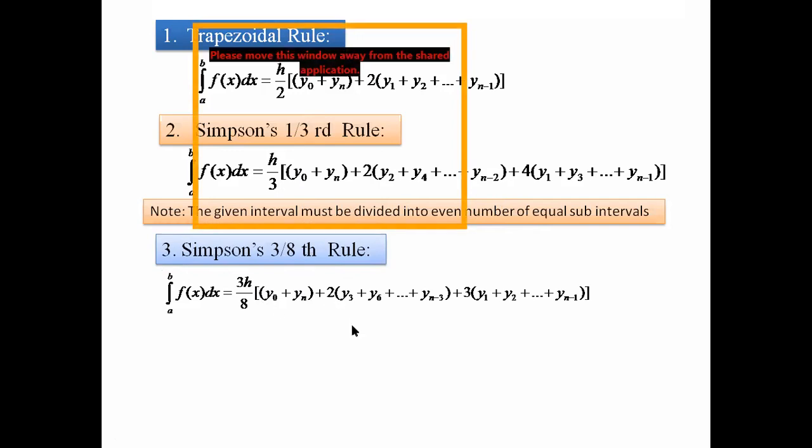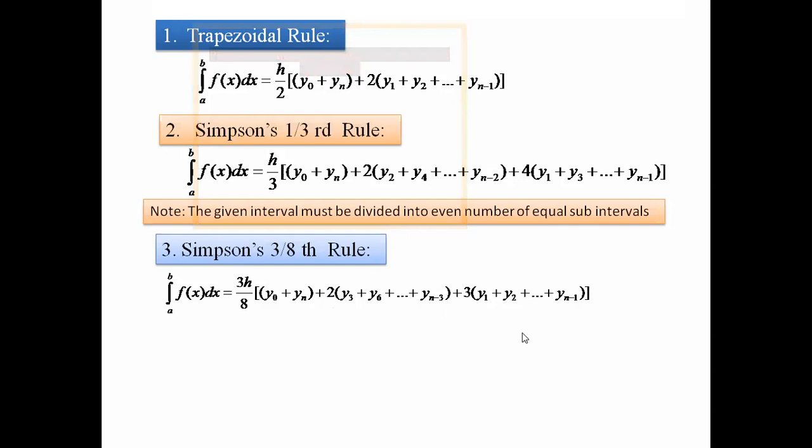Then 2 times all the y with suffix multiple of 3 only. So first y3 plus y6 plus etc., up to yn minus 3. Only the multiples of 3 as suffix are taken, and for those multiply by 2. Plus 3 times all the remaining suffixes: whatever is left, write it and multiply by 3. So this formula is called Simpson's 3/8 rule.